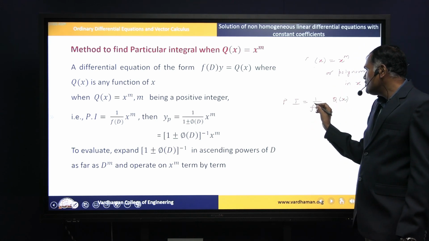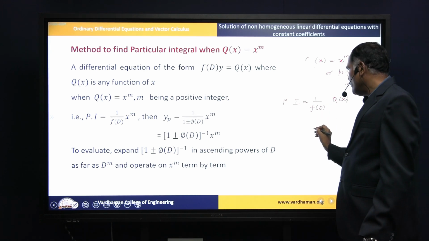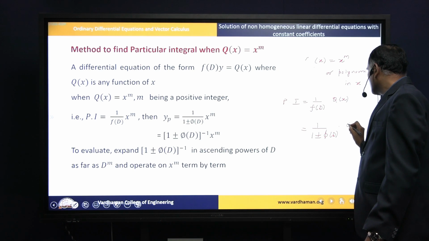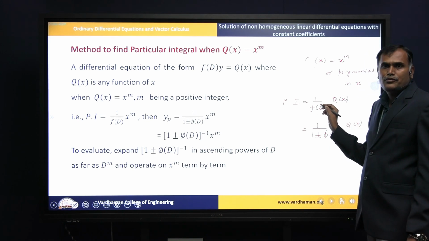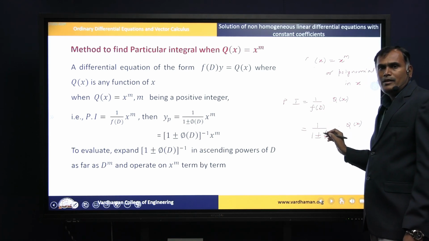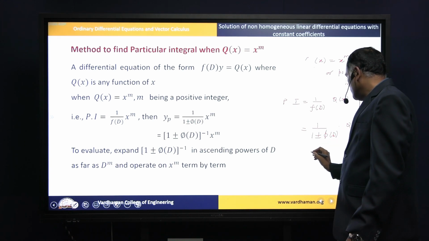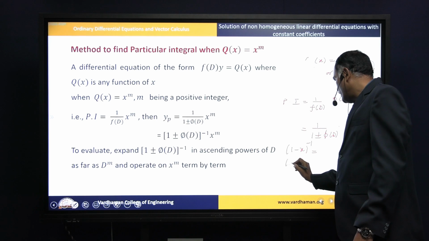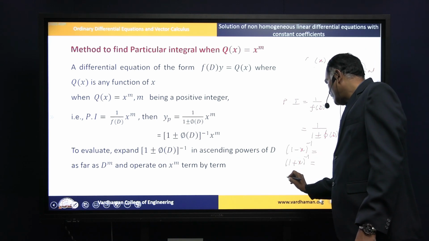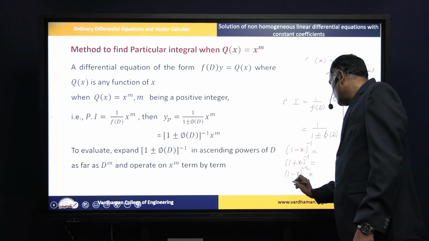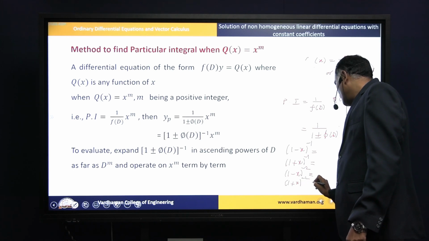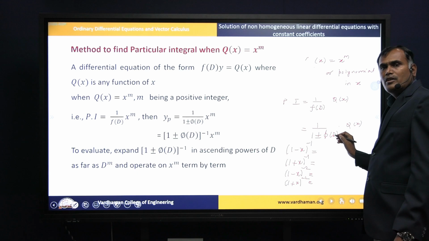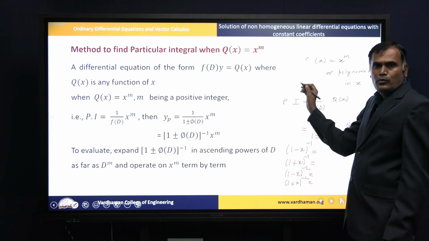Now in this case, we take the least degree term outside from f of D and we express f of D in the form 1 plus or minus some function of D. Then make use of one of these formulae: (1 minus x) whole power minus 1, (1 plus x) whole power minus 1, (1 minus x) whole power minus 2, (1 plus x) whole power minus 2, and express this 1 plus some function of D in terms of D. Then we will try to find the particular integral when q is x power m.